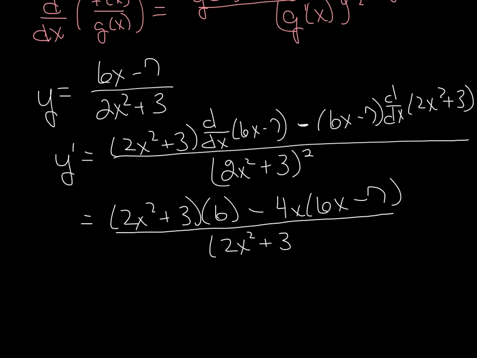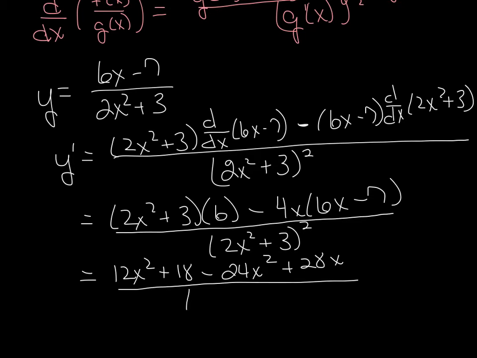And no, you cannot cancel one of these with that 2x squared plus 3. You have to multiply out the numerator. 12x squared plus 18 minus 4 times 6 is 24x squared. Pay attention to carrying your negative. Negative 4x times negative 7 is plus 28x, over 2x squared plus 3 squared.